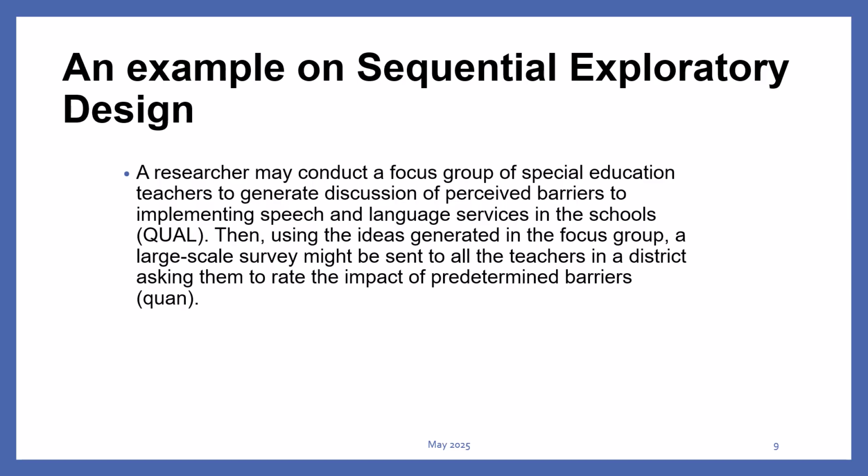So in this slide you can see an example of sequential exploratory design. For example, a researcher may conduct a focus group of special education teachers to generate discussion of perceived barriers to implementing speech and language services in the schools. This is the qual component, followed by a quantitative component using the ideas generated in the focus group. In this way, a large-scale survey might be sent to all the teachers in a district, asking them to rate the impact of predetermined barriers. So to study those barriers in a quantitative manner.